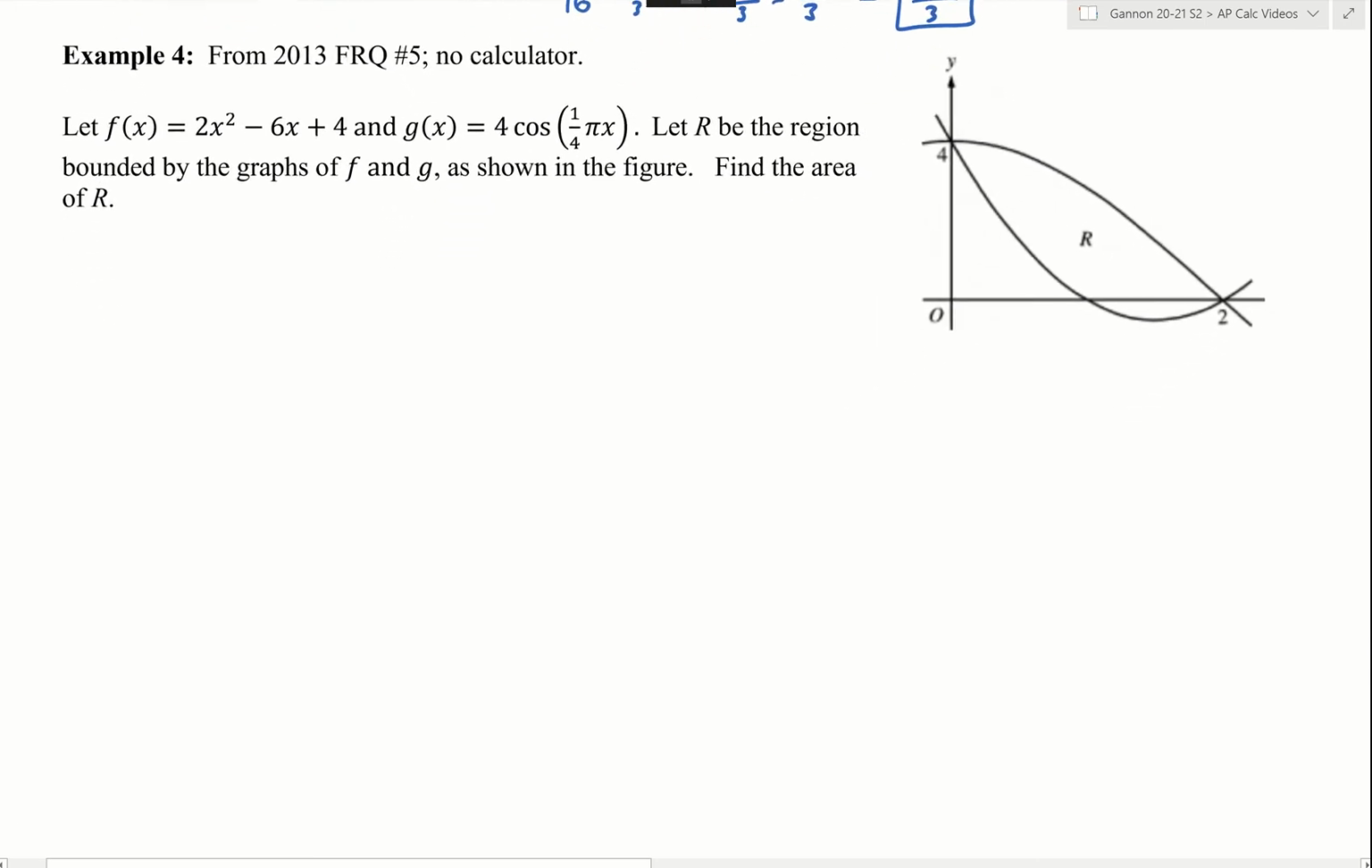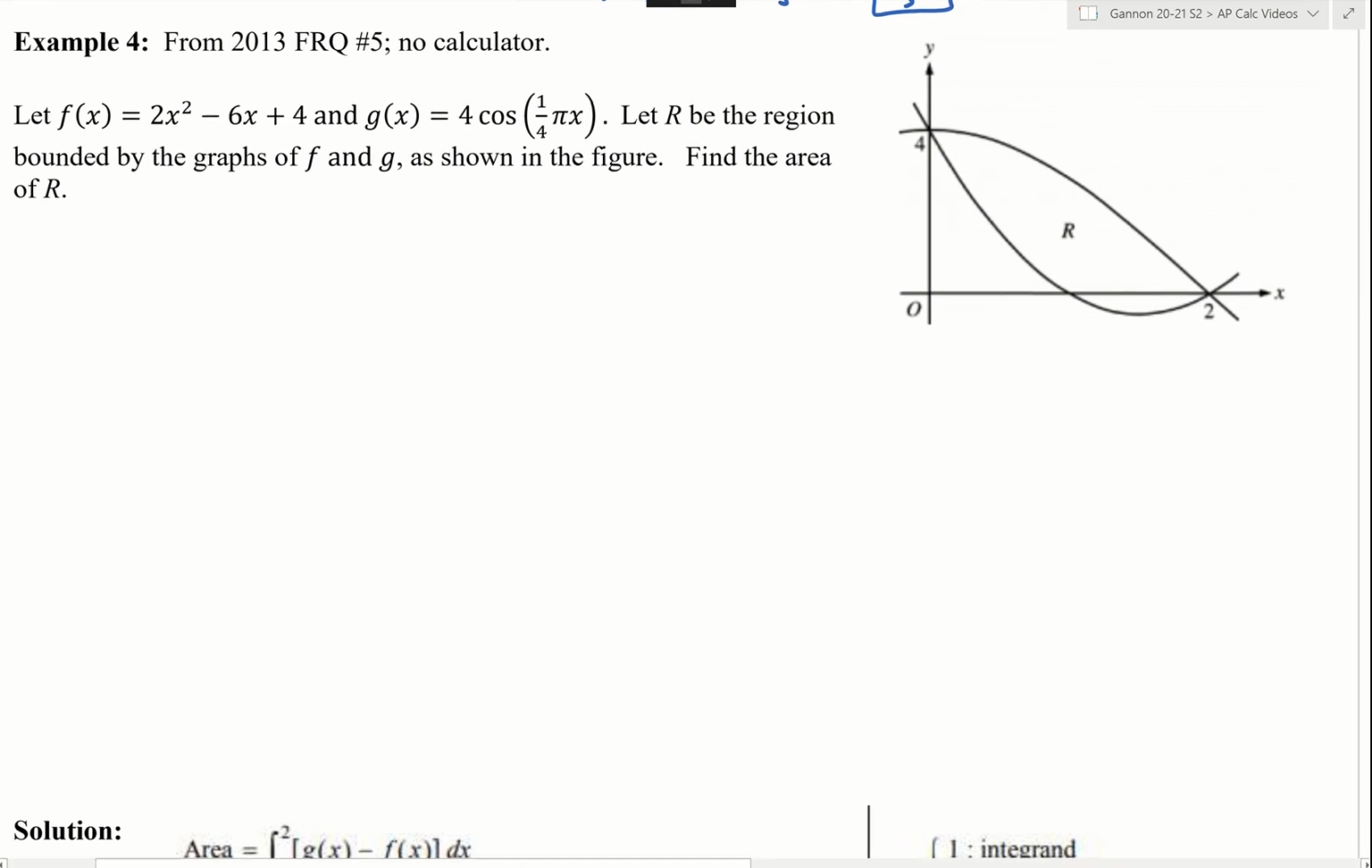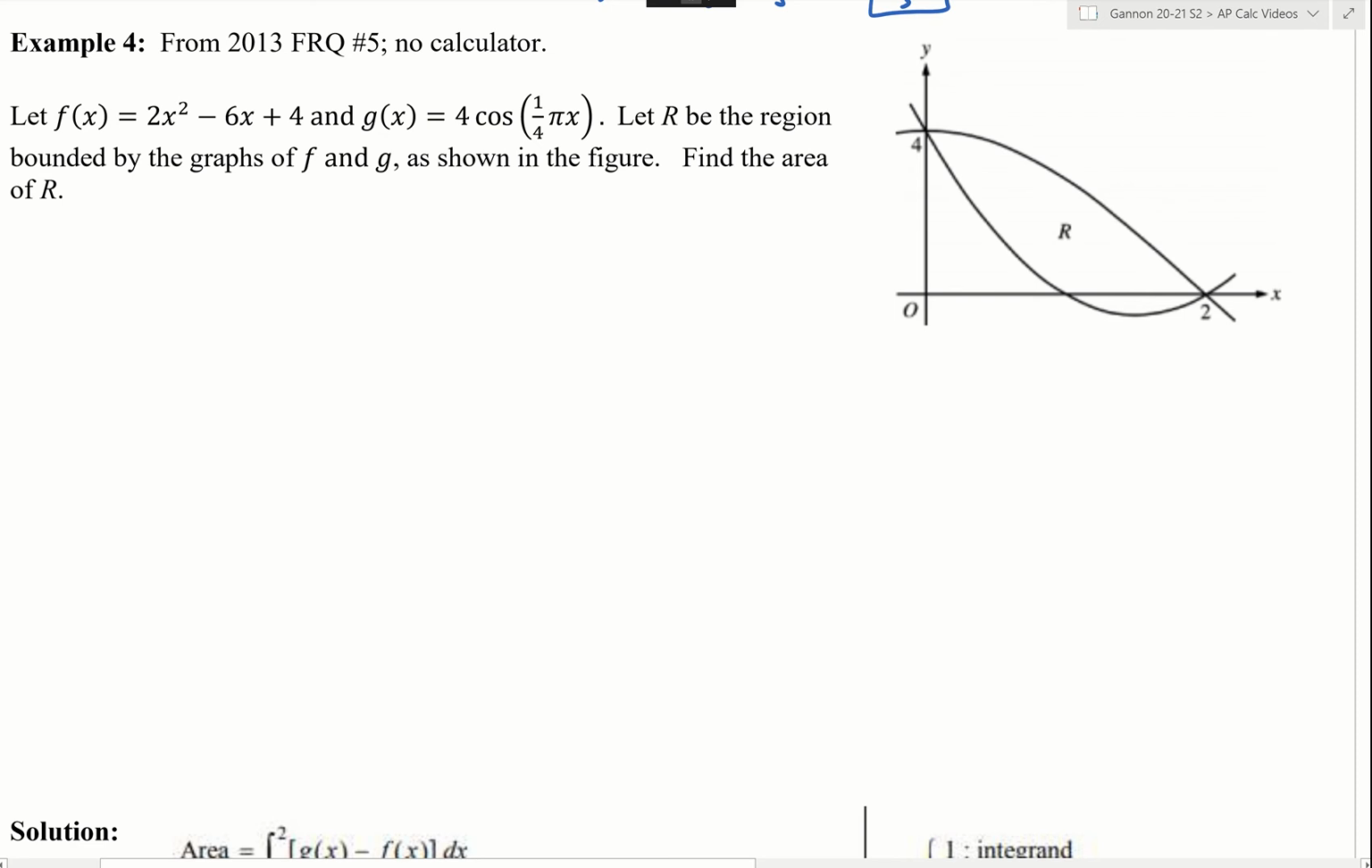Let f of x equal 2x squared minus 6x plus 4, and g of x equal 4 cosine of 1/4 pi x. Let R be the region bounded by the graphs of f and g as shown in the figure. We want to find the area of R. All right, so again, this is the area between two curves. Pause the video, try it on your own, and see what you come up with.